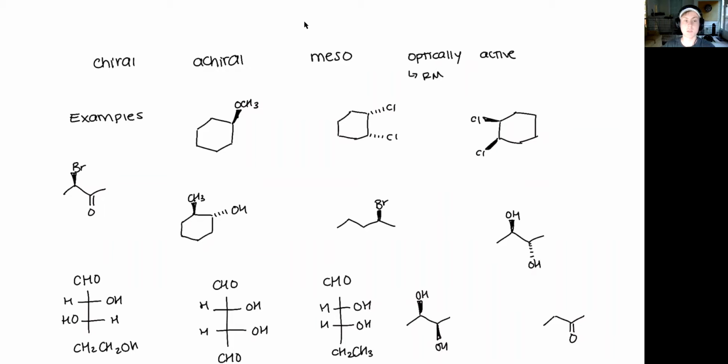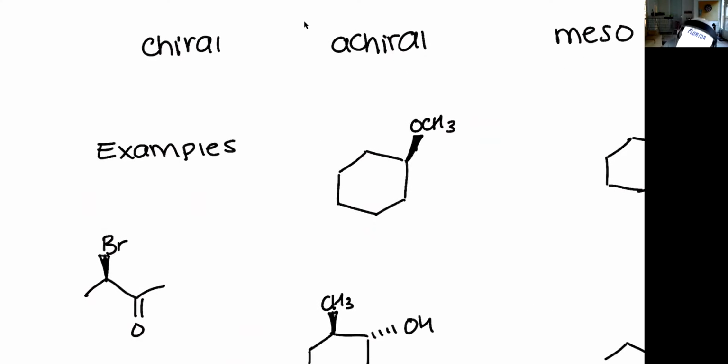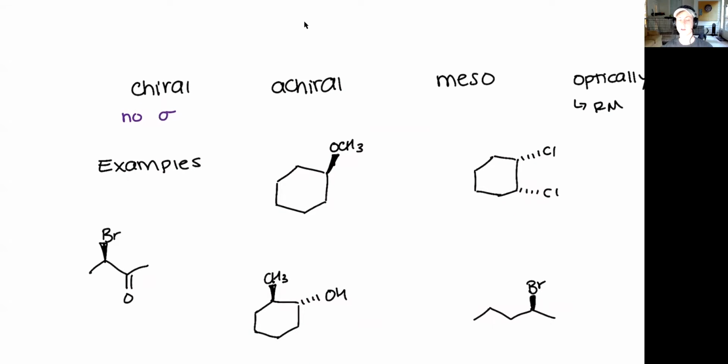So if something is chiral, then that means that we have no sigma planes, no symmetry planes. I think a lot of students get this mixed up because they see chiral centers, so they automatically think that it's a chiral molecule. Whereas in reality, if something doesn't have a symmetry plane, then it's chiral. And if it does, then it's achiral.